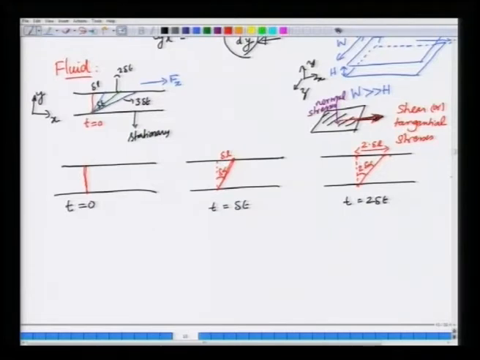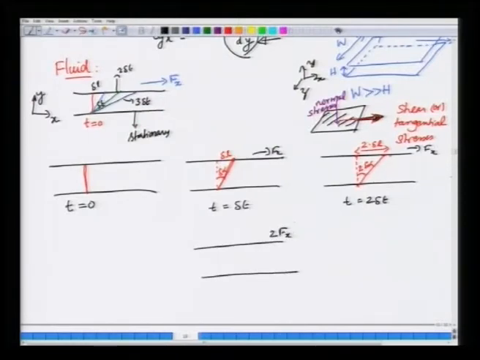Let us slightly change the experiment. Here I am applying a force F x, the same force. At time t equal to 0 there is no force, but at later times you are applying the same force. But now let us take this experiment. Instead of applying F x, I am applying 2 F x. You will find that even at time delta t, this line would have moved by 2 delta L.